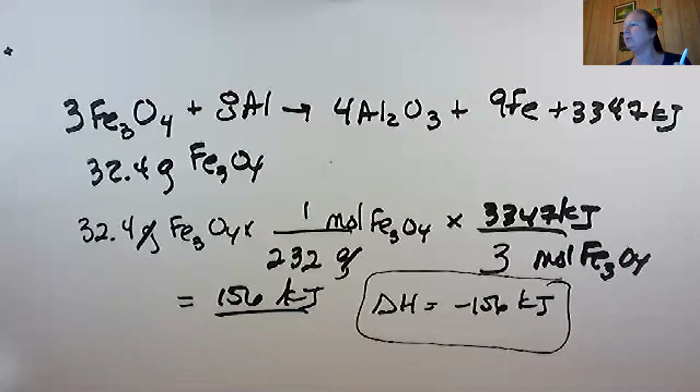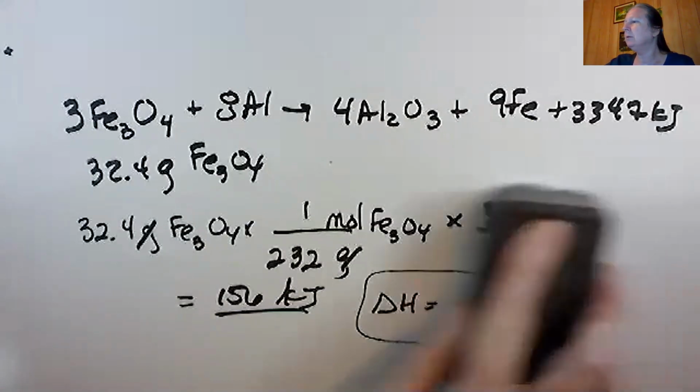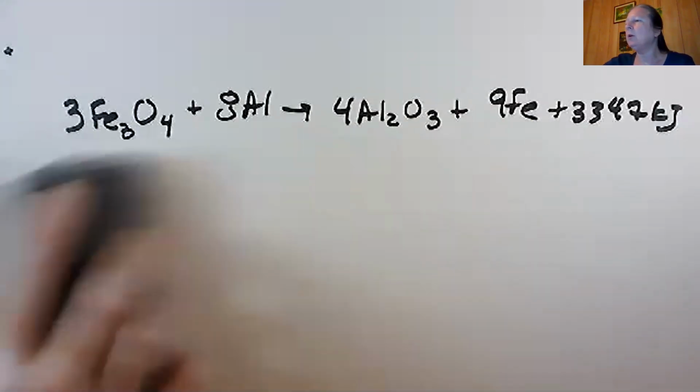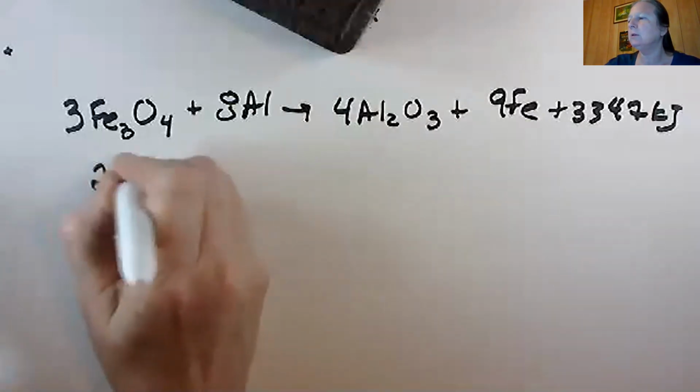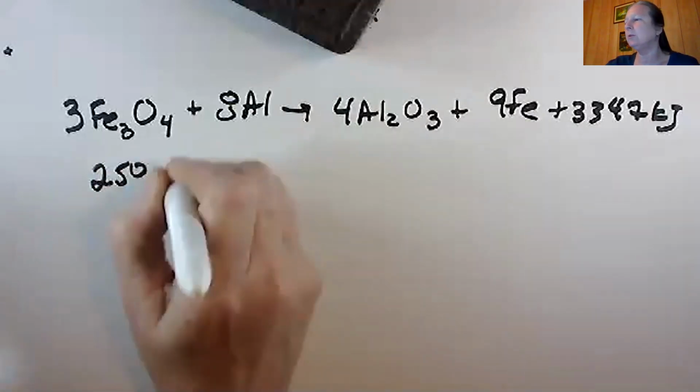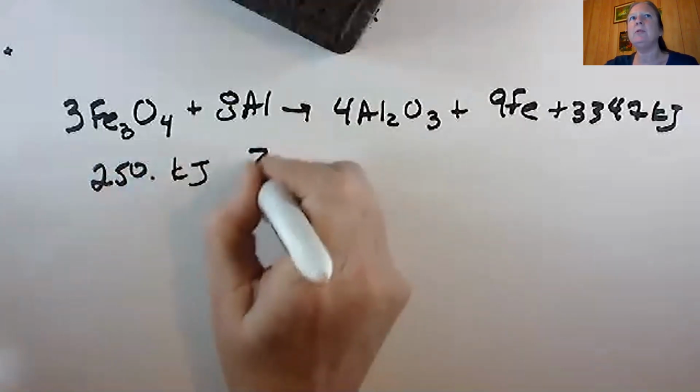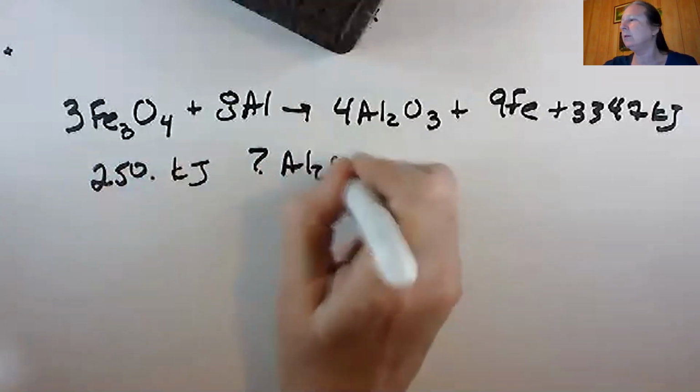Okay, the second question says, what mass of aluminum oxide must be used to produce, okay, there's a typo in there, to generate 250 kilojoules. So this time, what are we given? We're given 250 kilojoules, and there's a dot there, so that tells us that's 3 sig figs. And the question is how much aluminum oxide?